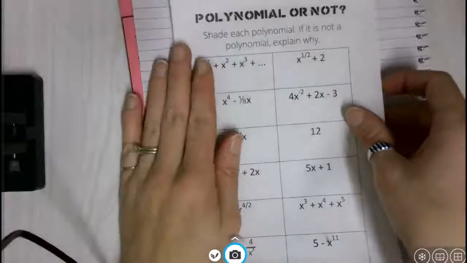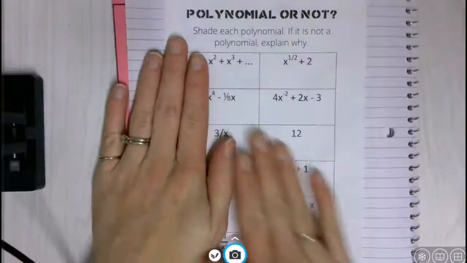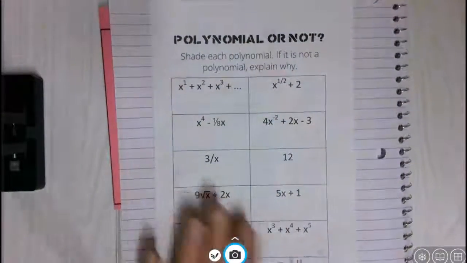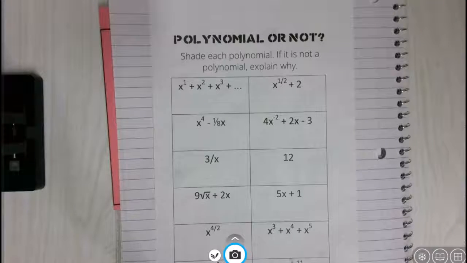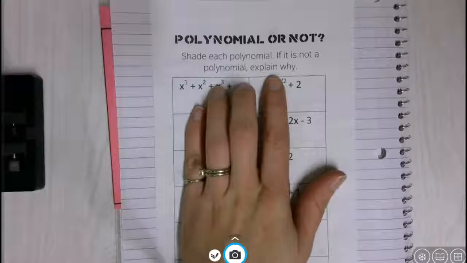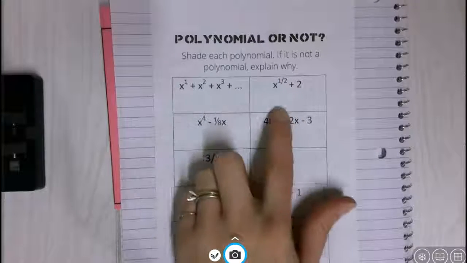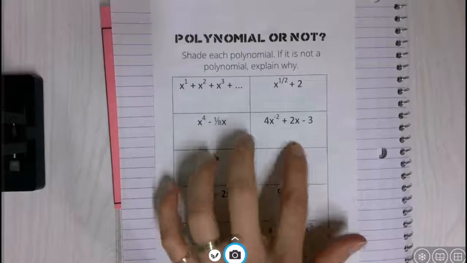This is how we're going to determine, just based on that information we just looked at, if some of these are polynomials or not. And I'm only going to do a couple of them for you, and then you're going to spend a little bit of time going through and doing the rest of them. So here are your instructions. Shade each polynomial. If it's not a polynomial, explain why. So I'm just going to look at this top row, and they're not in order like that.